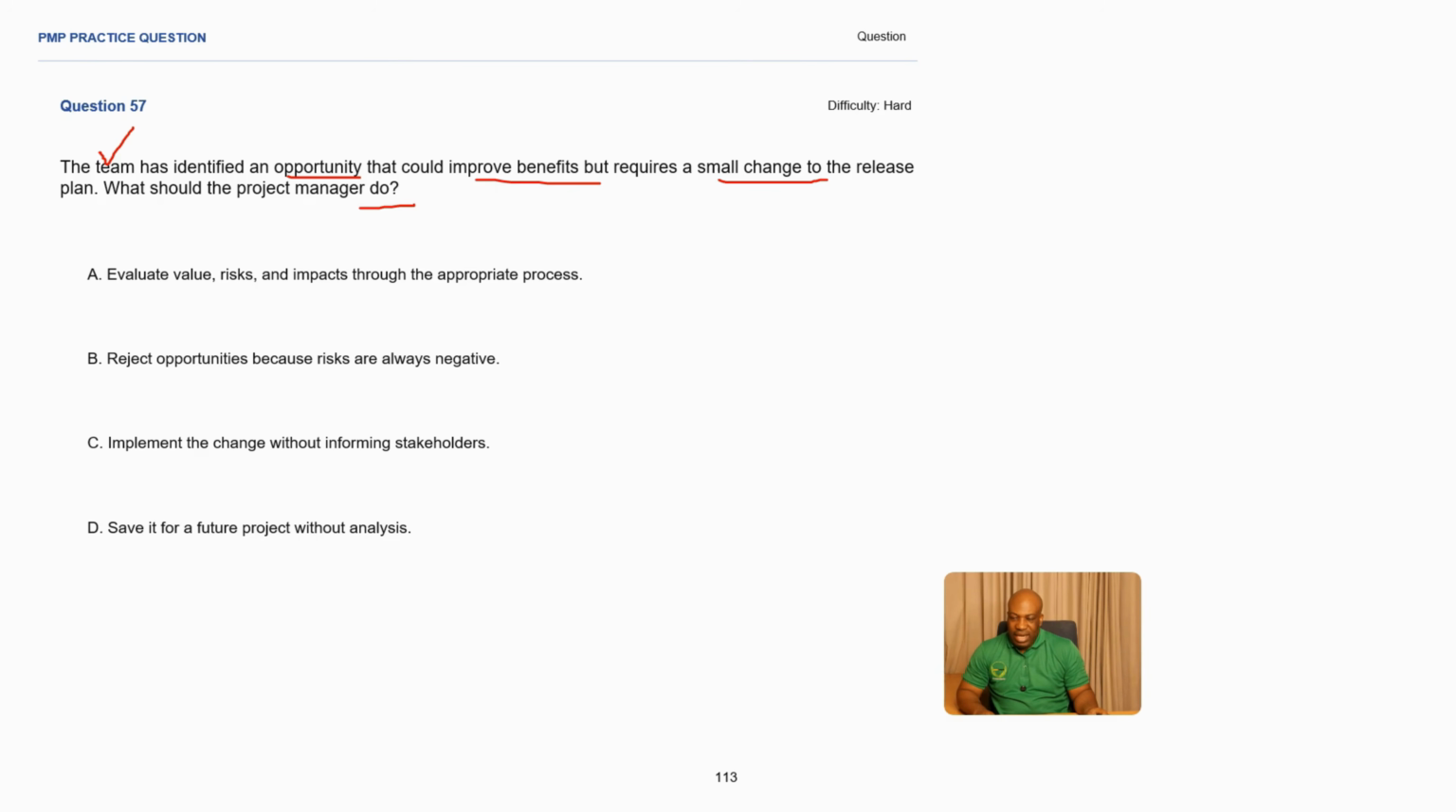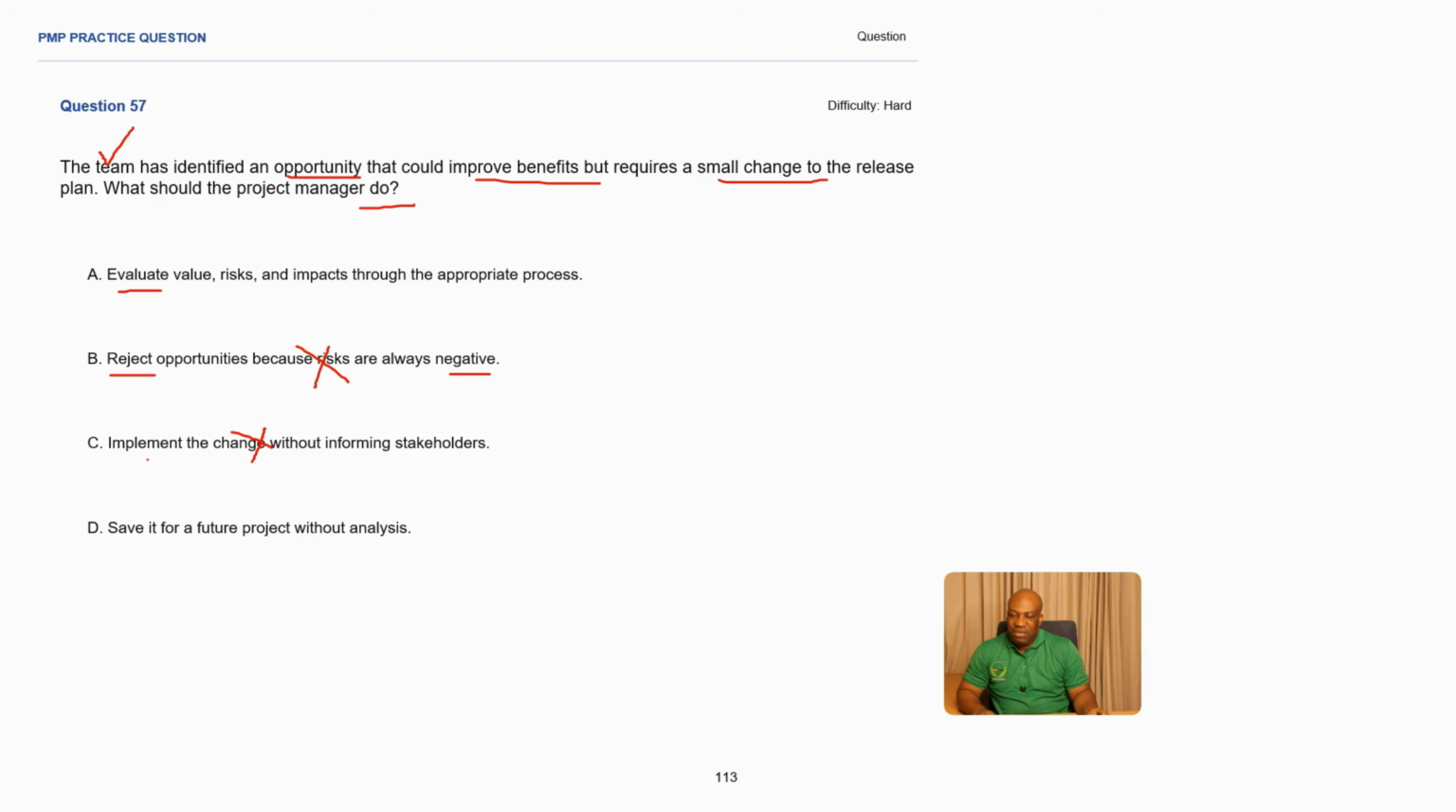All right. A, evaluate value, risk, and impacts through the appropriate process. I like this one. You are evaluating and getting more information before you make a decision. B, reject opportunities because risks are always negative. There are two things which are wrong about this statement. The first one, you don't just reject. And then the second one, risks can be negative or positive. So making this an incorrect answer. C, implement the changes without informing stakeholders. This cannot be done in a project environment. Stakeholders, they own the changes. Okay? So making this an incorrect answer.